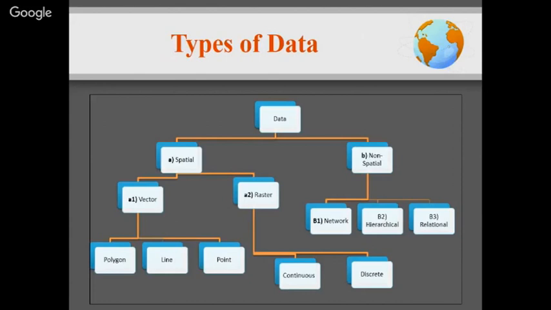Coming to raster. The raster data model is a representation where you have data as pixels or picture elements. It could be continuous, it could be discrete. When you talk of non-spatial data, we have network, we have hierarchical, and we have relational. Now these data models are for managing non-spatial data on which we work in the GIS environment.